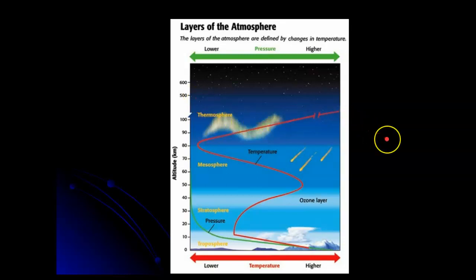Let's look at the layers of the atmosphere. Starting closest to the earth is the troposphere. As you go up, there is the next layer, the stratosphere. Then higher in the atmosphere yet is the mesosphere, and then the thermosphere.